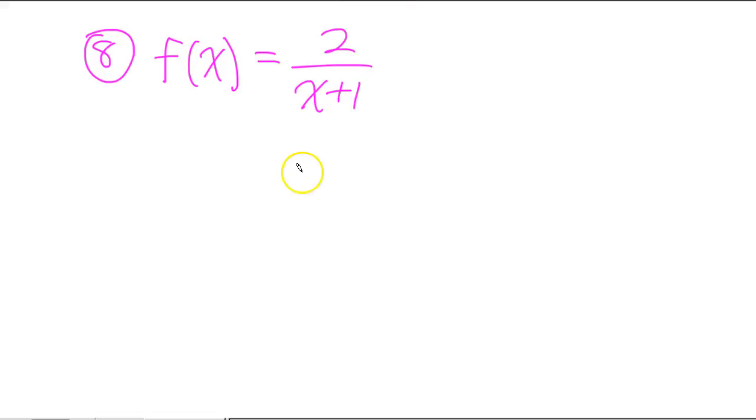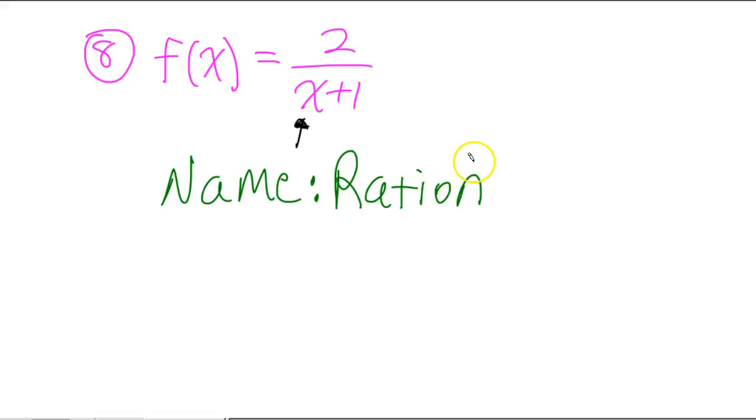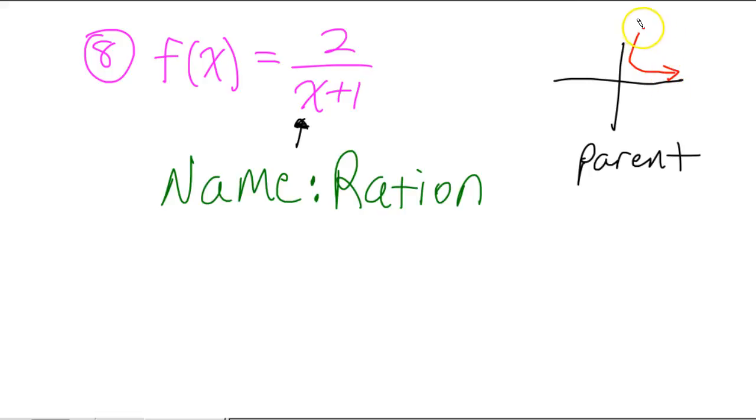So let's hop over here to problem number 8. Any function where you see x in the denominator of a fraction means that the function name or the family type is going to be a rational function. And the parent graph of all rationals is going to look something like this, where you get two parts that make little funny L shapes. And this dot right here is at -1, -1, and this dot right here is at 1, 1.